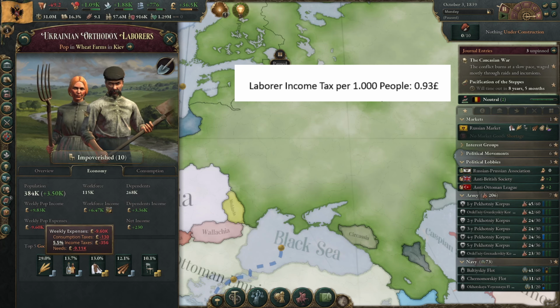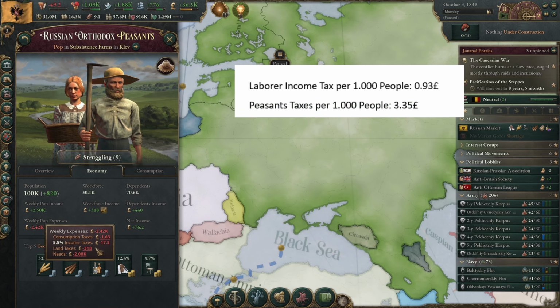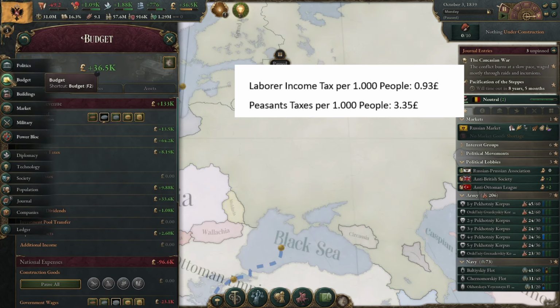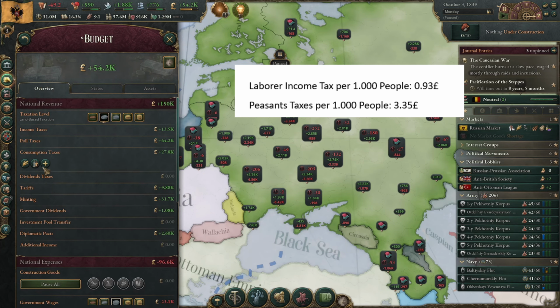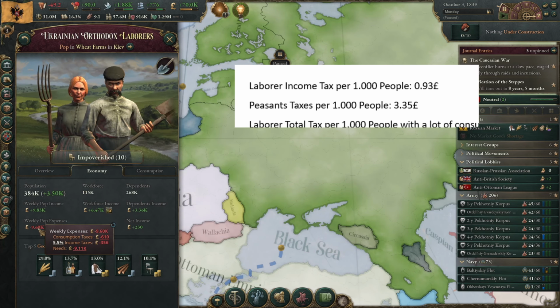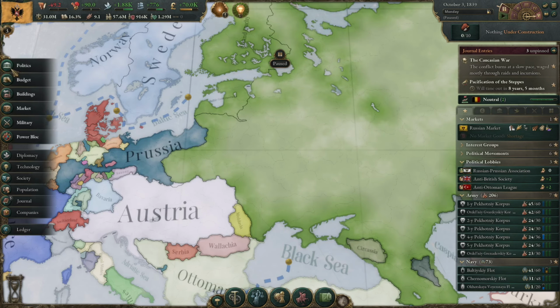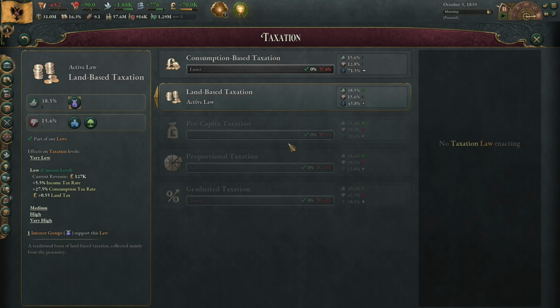This means 1,000 people pay £0.93 in income tax. Let's have a look at this peasant POP. They have 1,000 people and pay 318 land taxes and 17 income taxes. This means they pay £3.35 per 1,000 people. Now let me activate more consumption taxes. Now the laborers pay 966 in total for taxes, which is £2.5 per 1,000 people. That is still less than the peasants are paying. So you actually get more tax money by firing some laborers on land-based taxes.